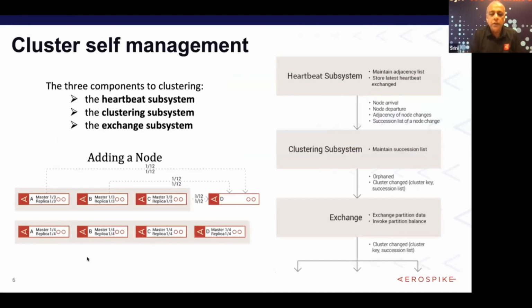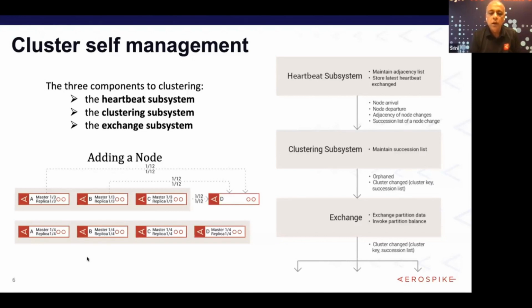The system, based on the partitioning algorithms I described earlier, is self-managed. There are multiple components. One is the heartbeat subsystem, which discovers when nodes are arriving and departing from the cluster. The clustering subsystem, without having a single dedicated master, is able to elect a master temporarily in order to form a cluster and then maintain the list of nodes in the cluster. The partition map that I talked about is based on the presence of these nodes in the cluster.